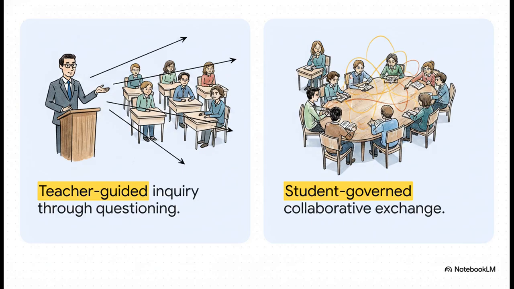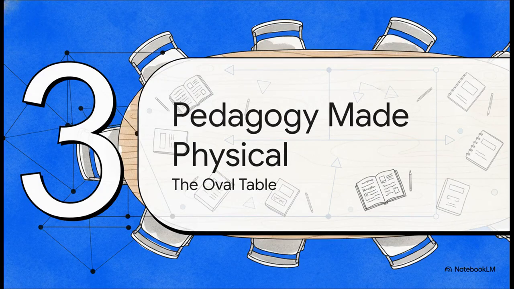But the Harkness seminar, it is a student-governed collaborative intellectual exchange. In Harkness, the students initiate the questions. They speak directly to each other, completely bypassing the teacher. They synthesize, challenge, and build collective understanding. So Socratic is about answering the teacher's questions. Harkness is about learning how to talk to each other to actually understand a topic, rather than just trying to win a debate.